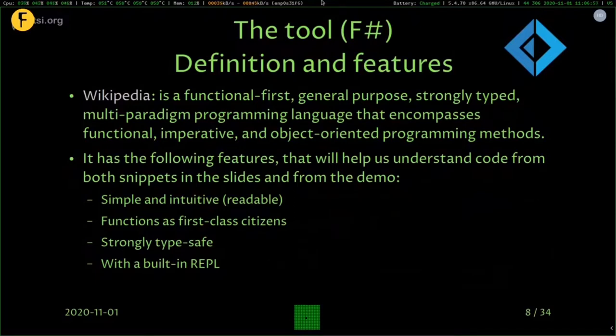F# is very related to C#. The definition, which I just copy-pasted from Wikipedia, says it's functional-first, but it's still a general purpose, strongly typed language. I'm a believer in types in programming, but it's also multi-paradigm, which is what allows us to do functional, imperative, and object-oriented programming in this tool. Besides this, I think F# has, compared to its ancestor OCaml, some really nice features, which I will try to summarize in the next slides.